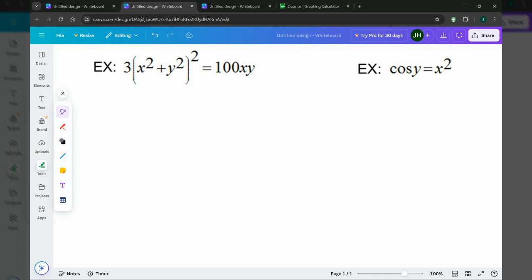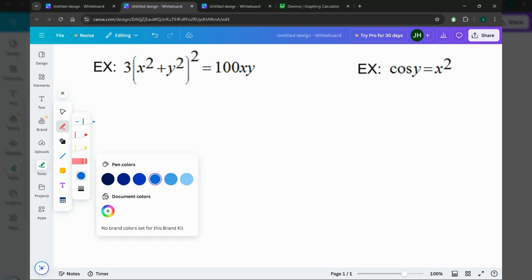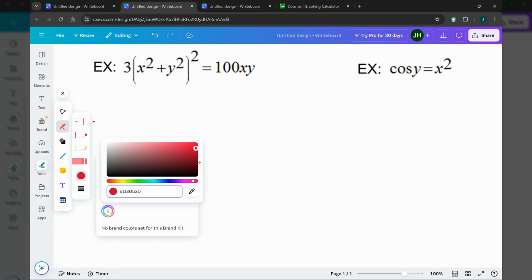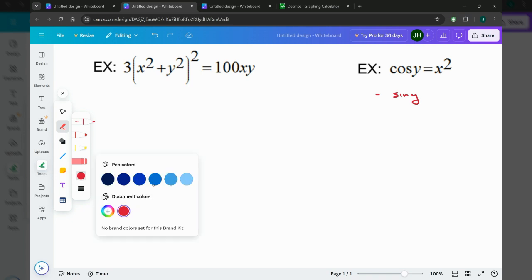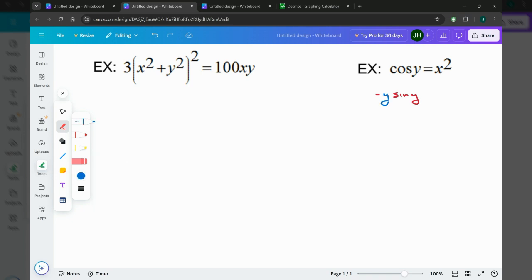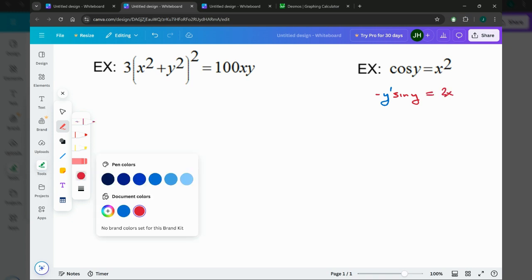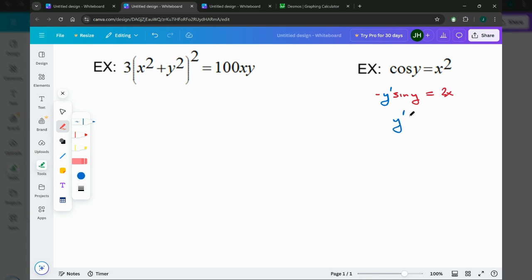In fact, I'm going to start out with the easier one on this page. The easier one is the one with cosine. What is the derivative of cosine? Well, the derivative of cosine is negative sine of y. But what is the derivative of y? It's y prime. On the other side, what's the derivative of x squared? It is 2x.